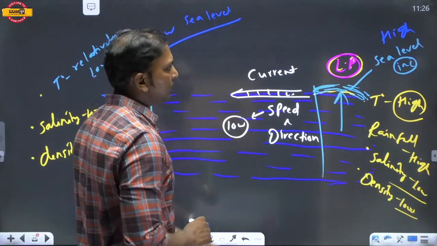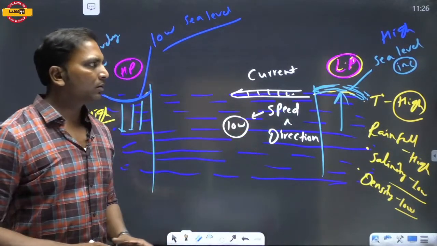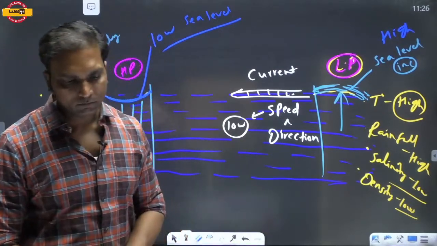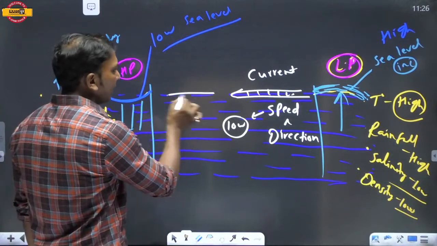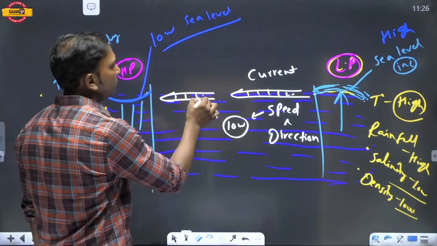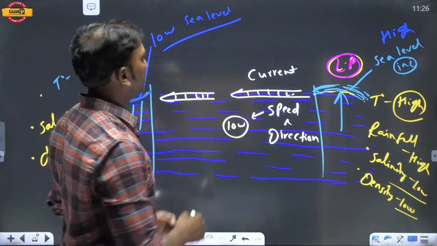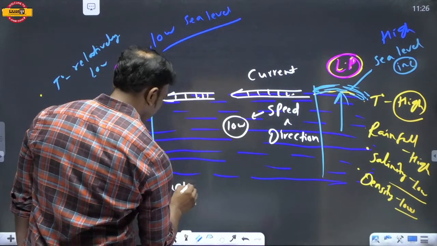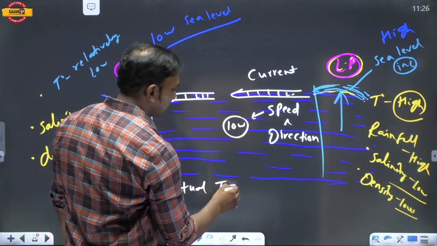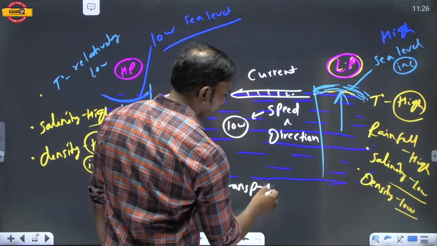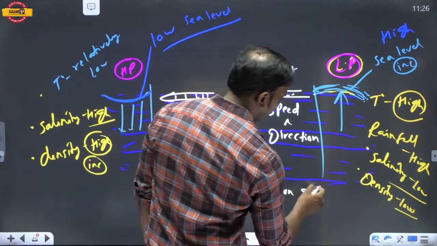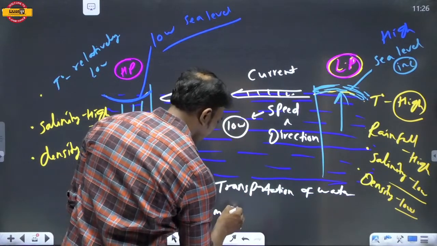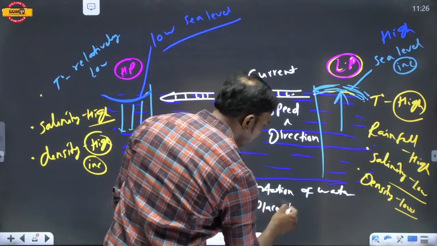The speed is low just because it cannot vary the maximum gap or gradient. So now you see the current is moving from one place to another place, and the actual transportation of water from one place to another place. You can write this down. Right? Actual transportation of water from one place to another place.